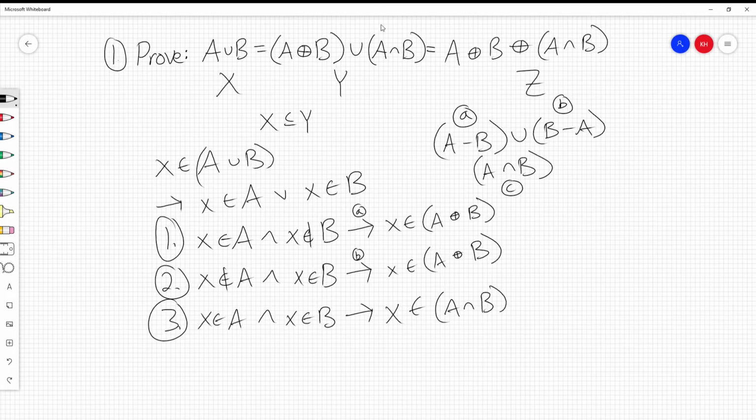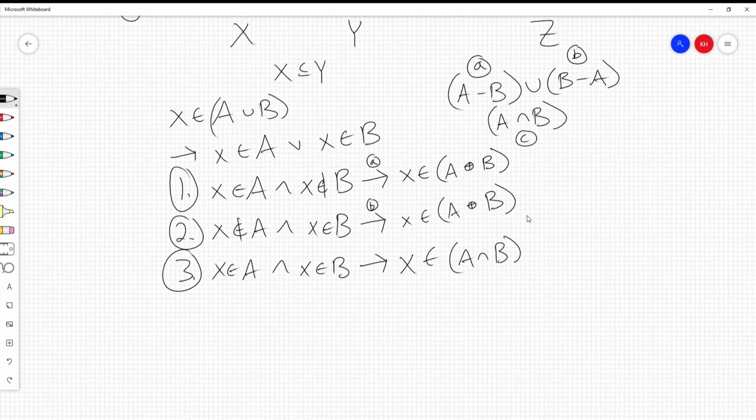And by proving these three, we can show that X is an element of the symmetric difference of A and B, unioned with A intersection B. So here we have our first scenario completely done, but there's a little bit more work we can show to go a little bit further.